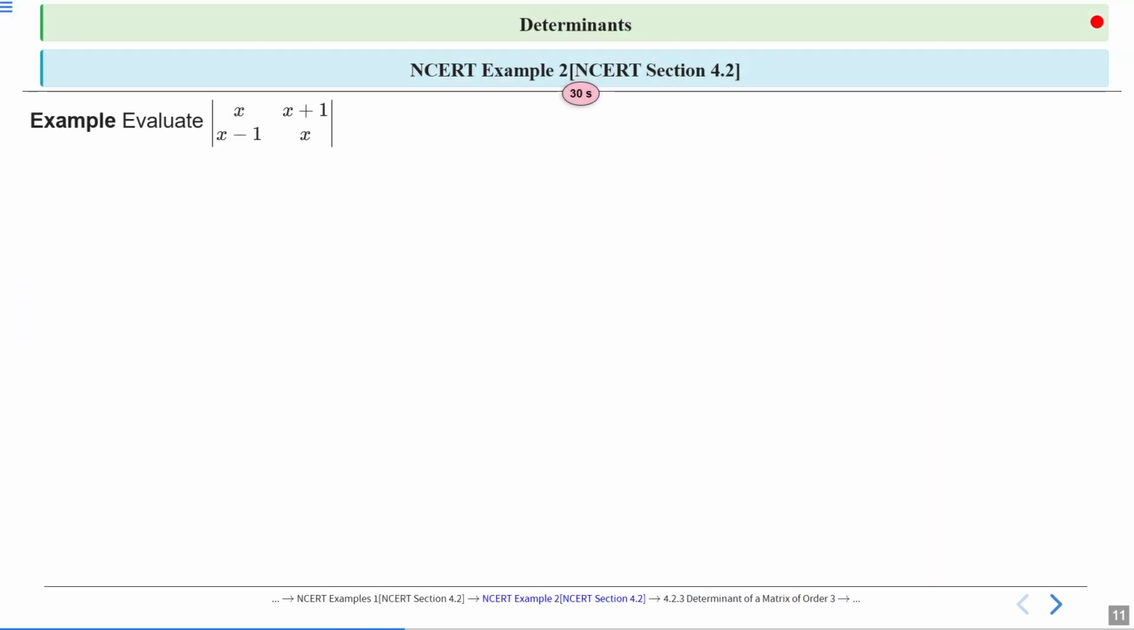Now we have to evaluate the determinant of a 2 cross 2 matrix whose elements are x, x plus 1, x minus 1 and x. So just calculate.